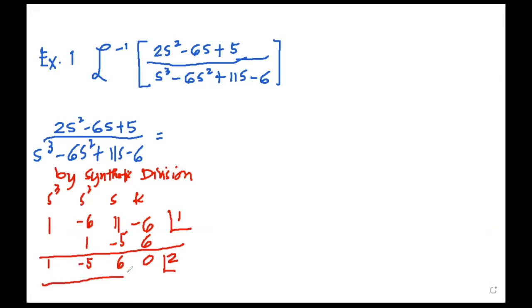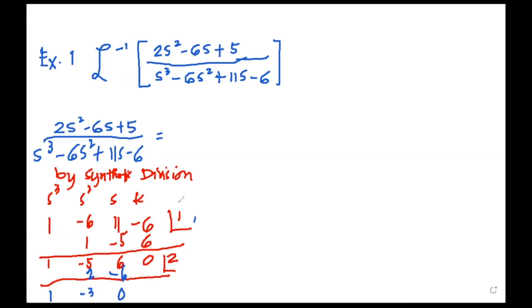This time, we can bring down 1. 1 times 2 is 2. Negative 5 plus 2 is negative 3. Negative 3 times 2 is negative 6. 6 minus 6 is 0. So ayan na siya.